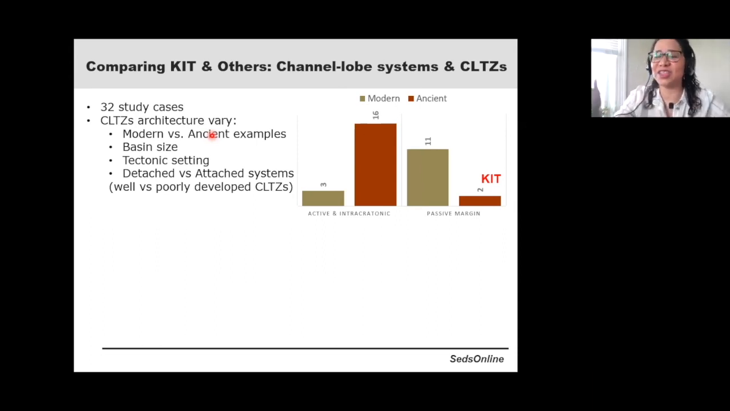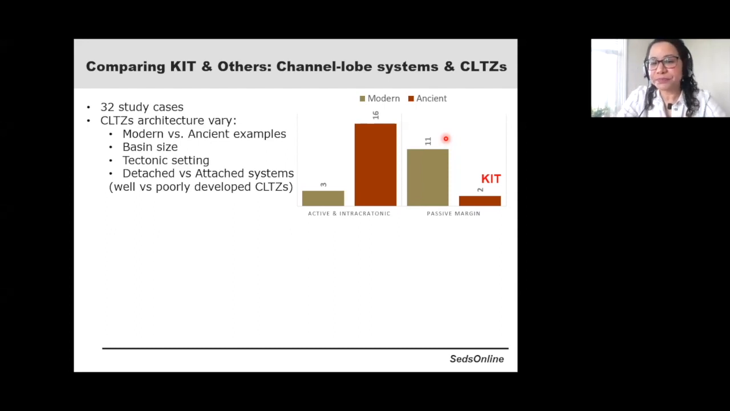and what is already reported, there is an interesting contrast. Most of the work that has been done on the ancient examples is from active and intracratonic settings, while most of the modern examples that have been reported were actually formed in passive margin settings. So in this case, the data set that I showed you from the Casa-Isa transition interval is quite unique. And it's interesting to see.